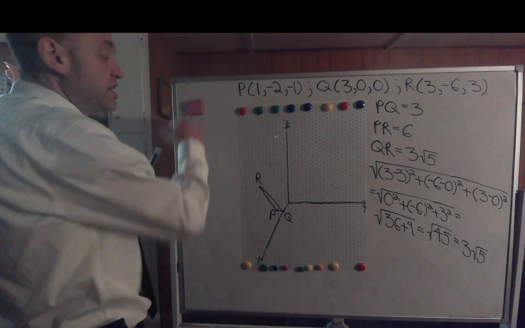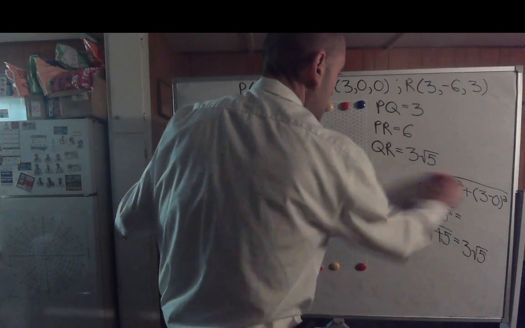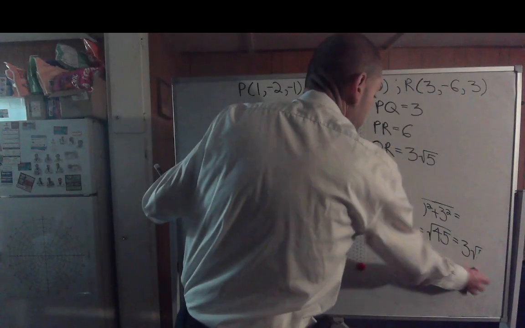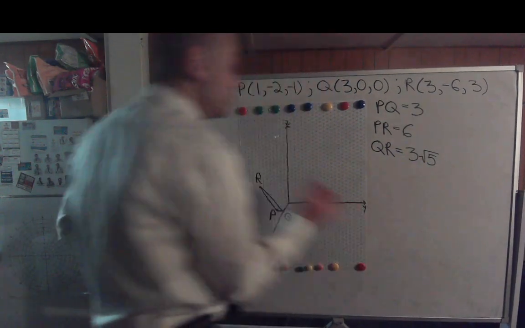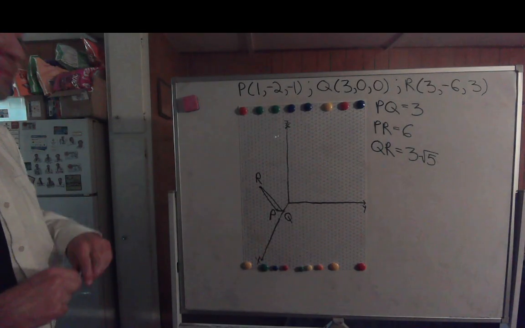And now, given that we have the length of all 3 sides, none of them are equal. So this would actually be a scalene triangle because none of the sides are equal to each other.